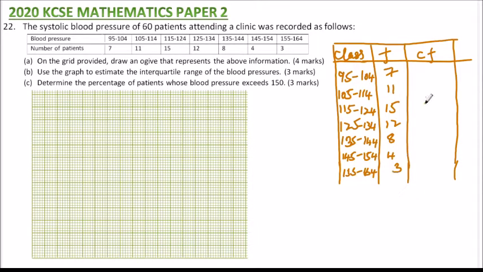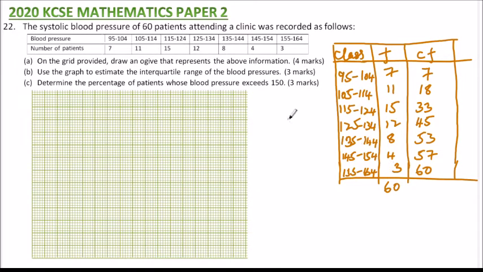So to get the cumulative frequency, we add up. You start with 7. 7 plus 11, you get 18. 18 plus 15, you get 33. 33 plus 12, we get 45. Then 45 plus 8, we get 53. Then we get 57. And finally, we have 60. So the sum of the frequency is 60.